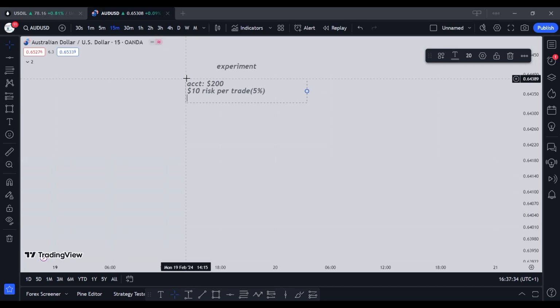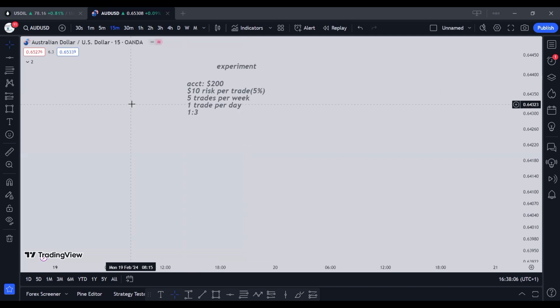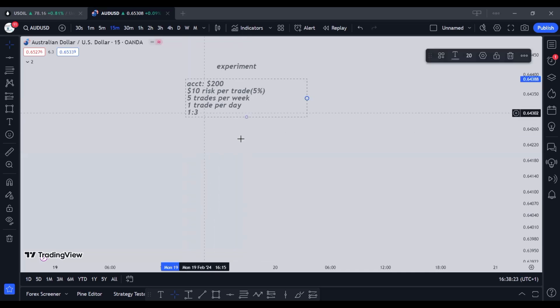And you are taking 5 trades per week, 1 trade per day, right? Account size $200, $10 risk per trade, 5 trades per week, 1 trade per day. This is your plan. Your risk to reward, let's keep it at 1 to 3, on average. Because some trades will be 1 to 2, some 1 to 4, some 1 to 5.